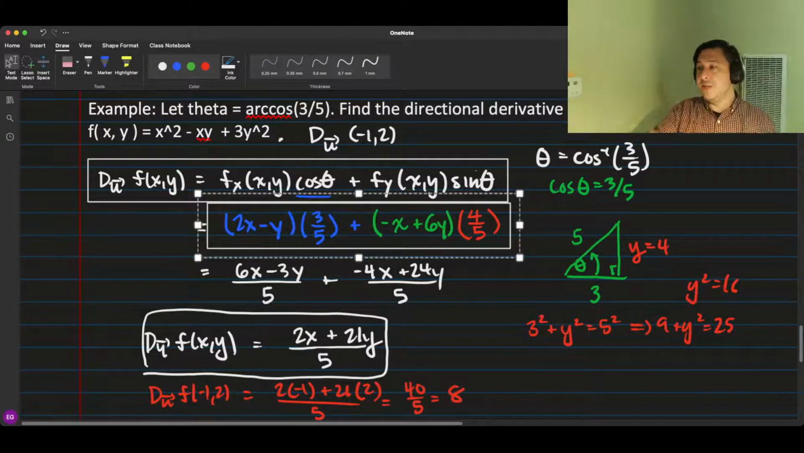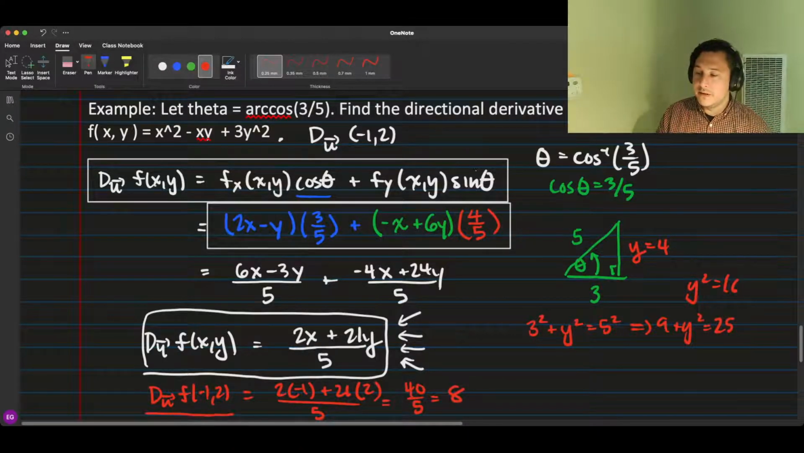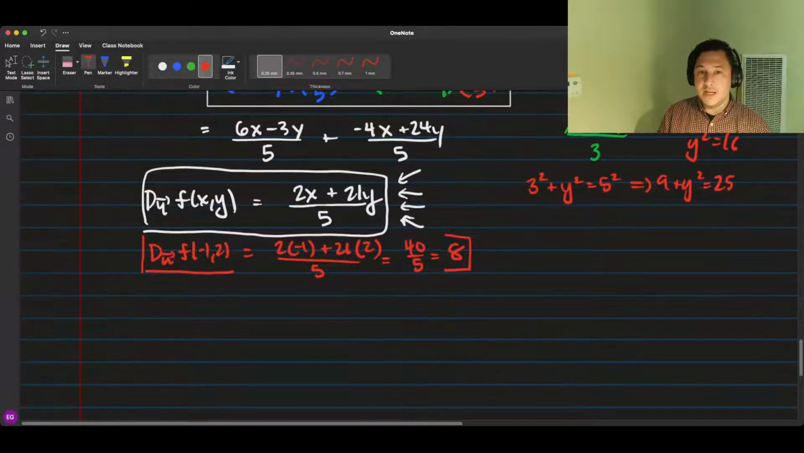Okay, so there's 2 things here we wanted to find. This here is my formula for the directional derivative. And then what did I do? I evaluated the directional derivative at a particular point, negative 1, 2, and what did I get? 8. So let's talk about what that means, I guess.